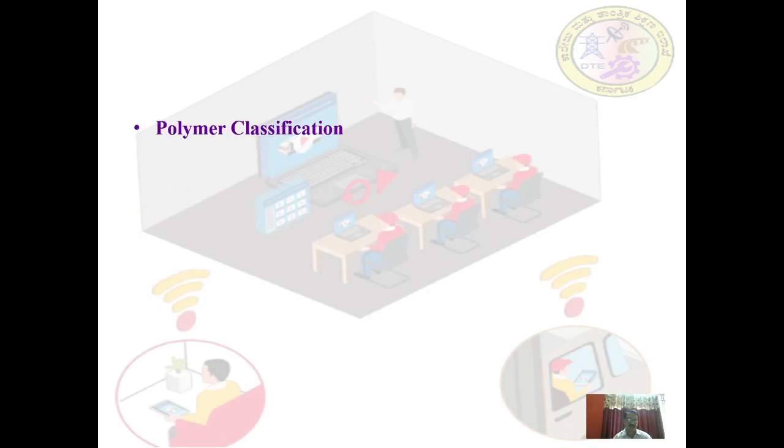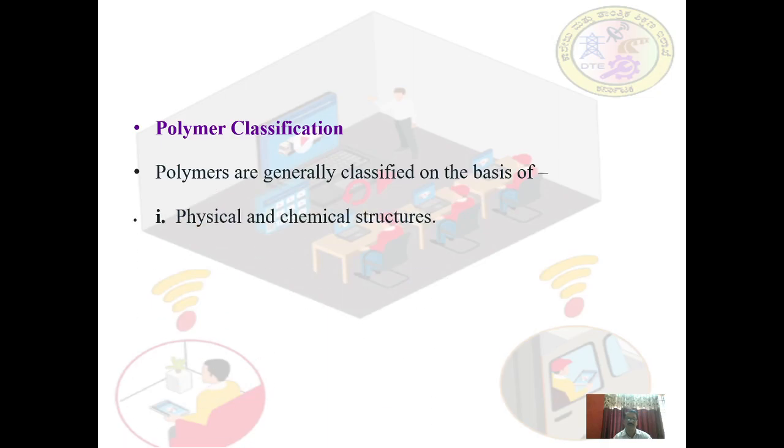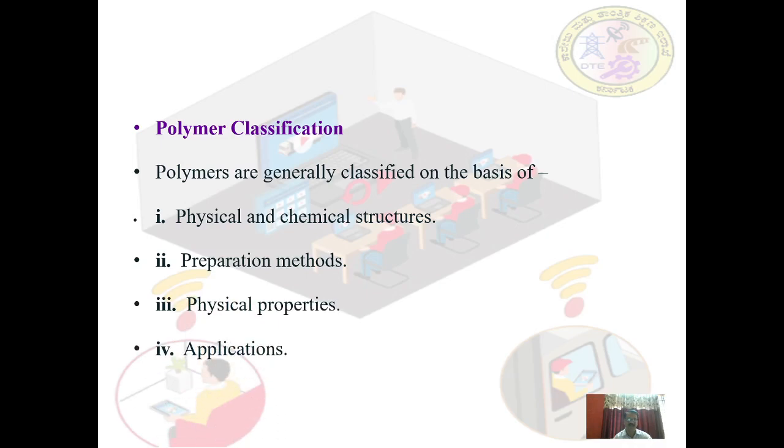Polymers are classified generally on the basis of number one, physical and chemical structure. Number two, preparation method. Number three, physical properties. And fourth one, application. So polymers are classified generally on the basis of physical and chemical structure, preparation method, physical properties, and application. We'll discuss this one by one.